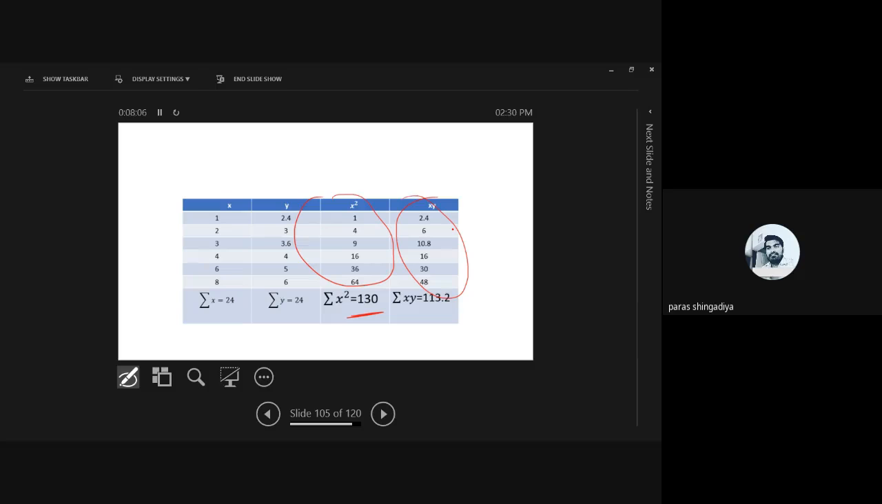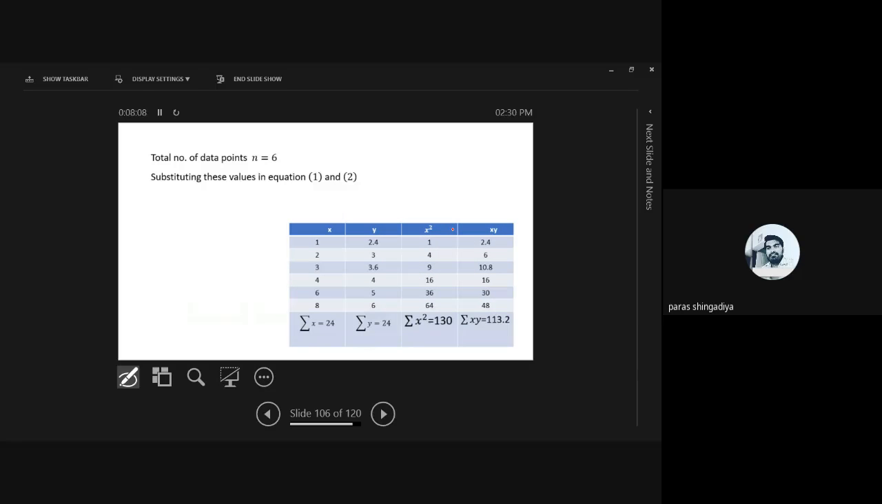113.2. And now use these tabular values in this equation. So how many data points are given? 6 data points are given. So n is equal to 6. First equation: sigma y is equal to na plus b sigma x. So sigma y, the value is 24, is equal to na, that is 6 into a, plus b sigma x. What is the b sigma x? Sigma x is 24 into b. That is the first equation.